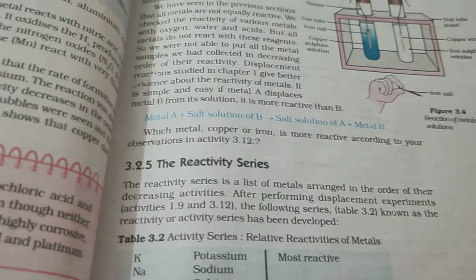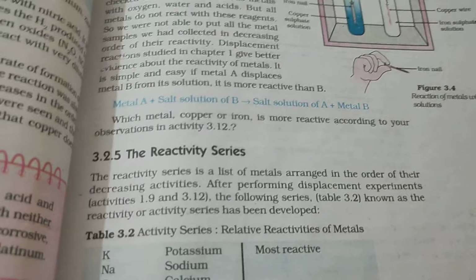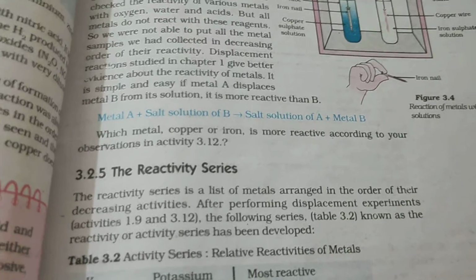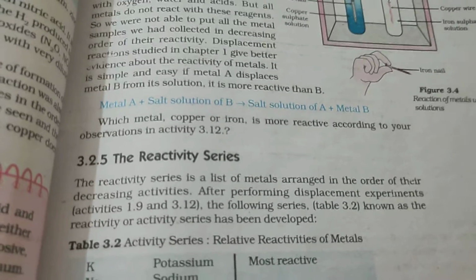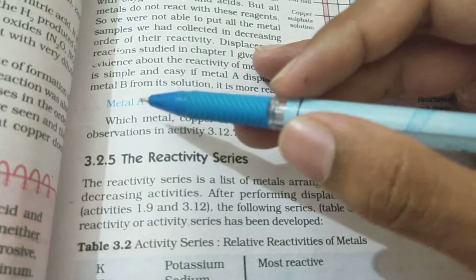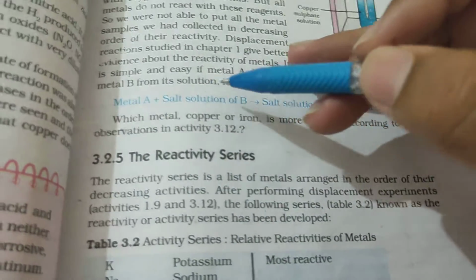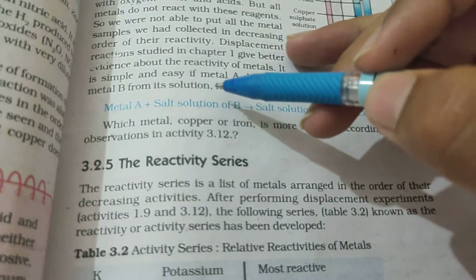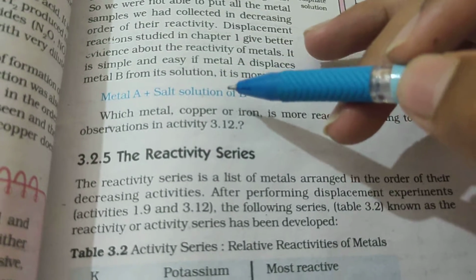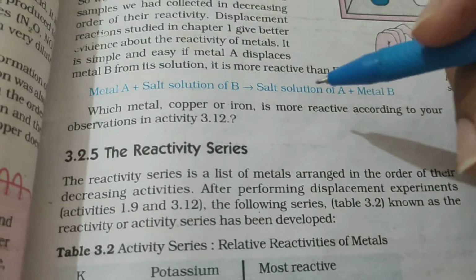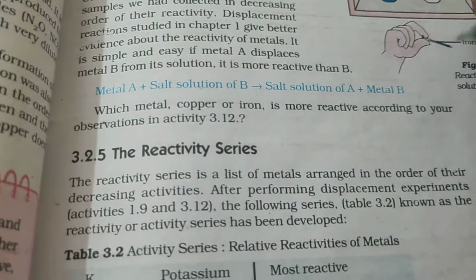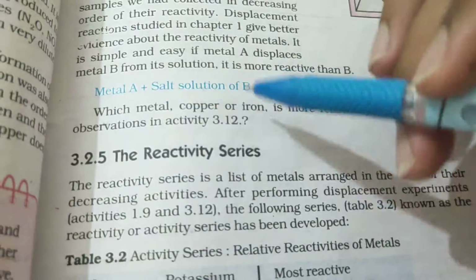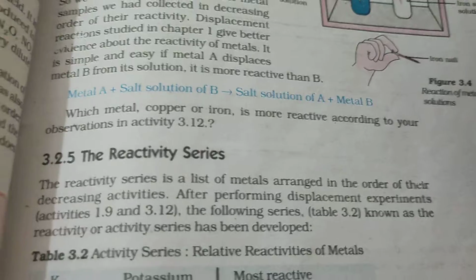If metal A displaces metal B from its solution, it is more reactive than B. So metal A plus salt solution of metal B will form salt solution of A plus metal B. So this metal A is more reactive than the metal of which the salt solution is made up of. So this metal has displaced the other, right? Now it has become a salt solution of metal A. And what has become the metal? The metal has become of what the salt solution was. So simply they have interchanged positions. That's all you will have to know.